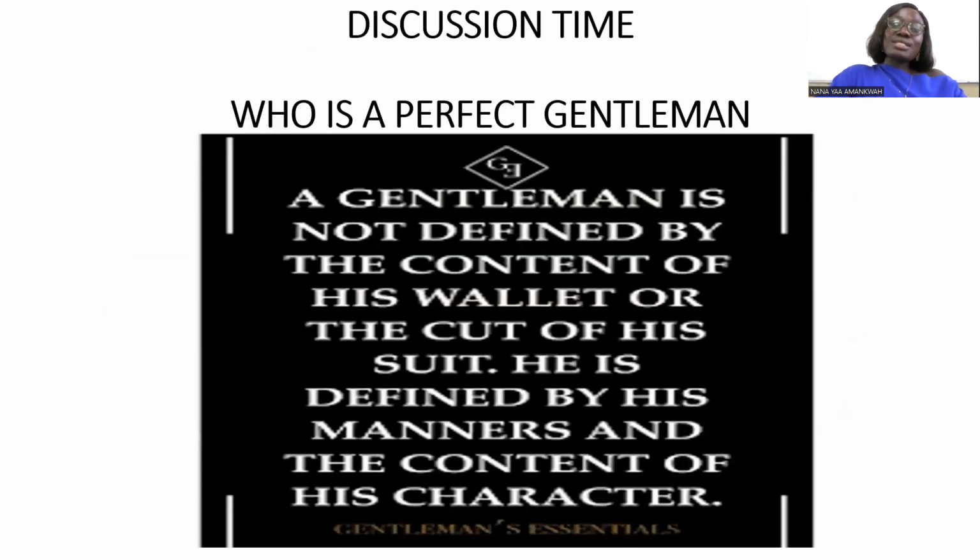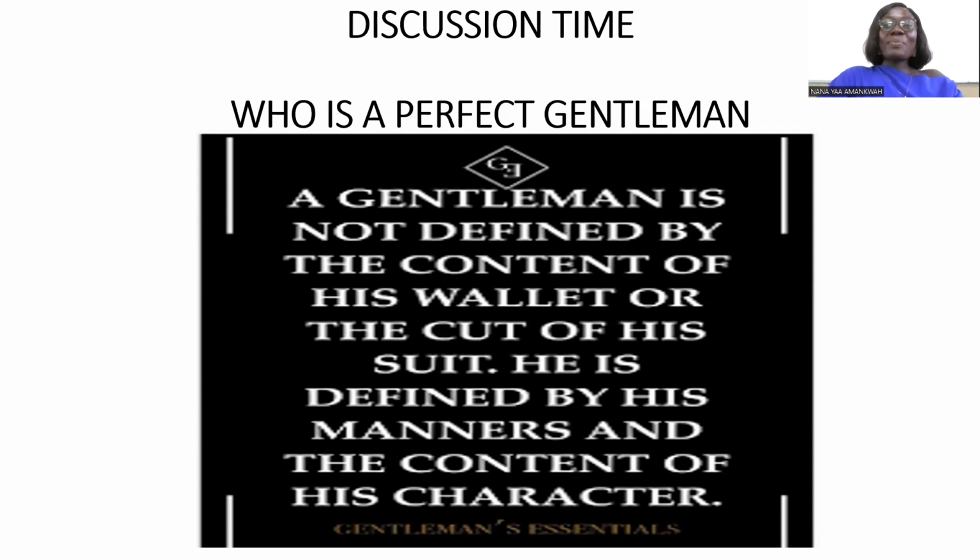So it's time for us to discuss, because we have just talked about social graces, we'll quickly move into a discussion. Who is a gentleman? Now, I want you to pick a notepad and write down about 20 things that you'll be looking out for in a gentleman. If you talk about who a gentleman is, what are the traits of a gentleman? All right. Now, somebody said that a gentleman is not defined by the contents of his wallet or the cut of his suit. He is defined by his manners and the content of his character.